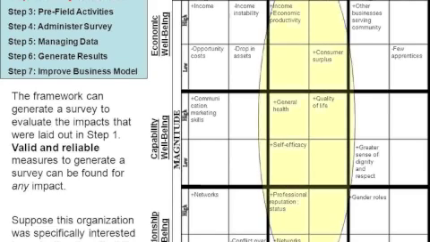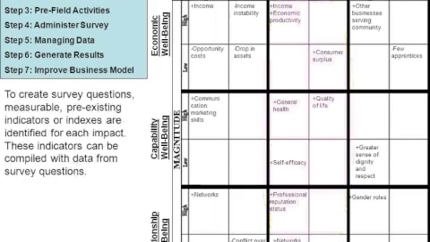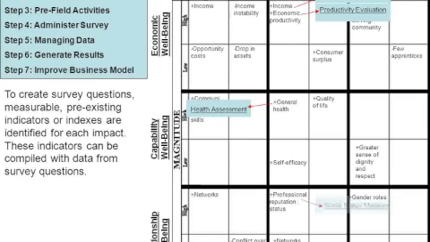For example, income questions. Suppose that this organization were specifically interested in their impacts on local buyers. The indicators that this organization could use to generate their survey and quantify their impacts could be as follows. Income changes could be measured with a question set that includes measures of monthly income, expenditures, savings, and other relevant data.